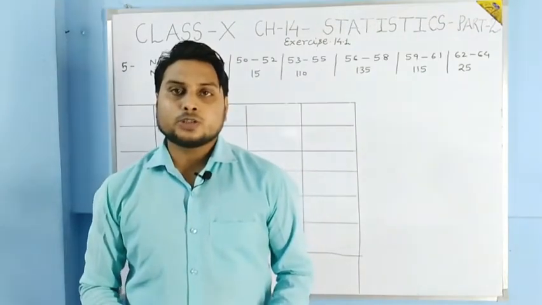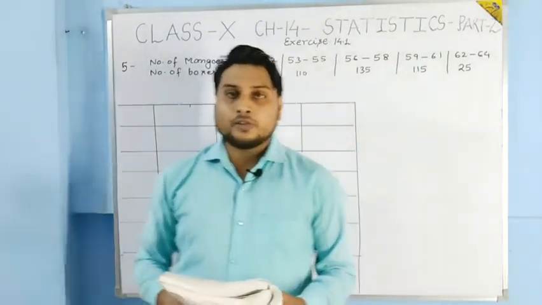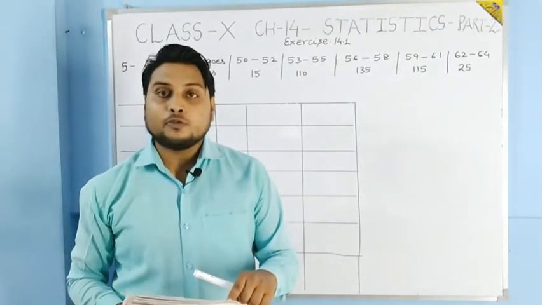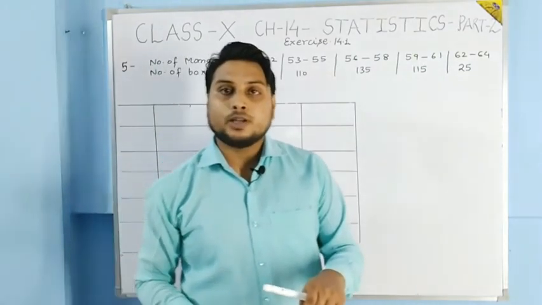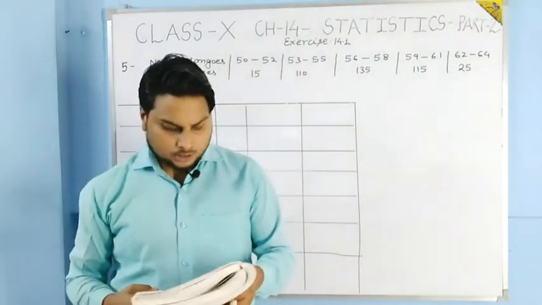Coming to the next question students, question number 4 you can do yourself. It is not very tough, so you apply. This time in question number 4 you will apply the shortcut method, means the assumed mean method, because the figures here are larger.